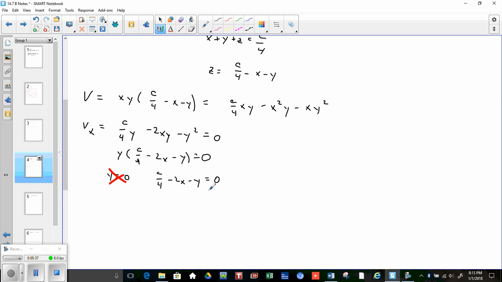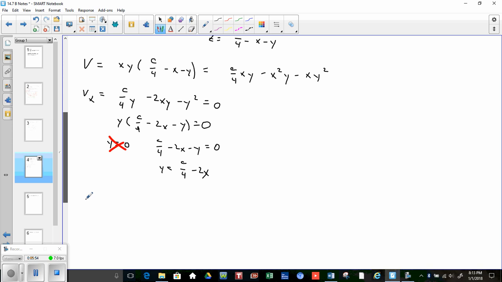So this one I can solve for y. Just add y to both sides, and we're going to get that y equals c over 4 minus 2x. And then once I take the partial derivative of y, then I can use that to plug in. So let's go ahead and do that. Partial with respect to y of this thing right here is going to be c over 4 x minus, let's see, the partial of this part with respect to y is x squared. And the partial of this part is going to be minus 2xy. And we'd have to set that equal to 0.